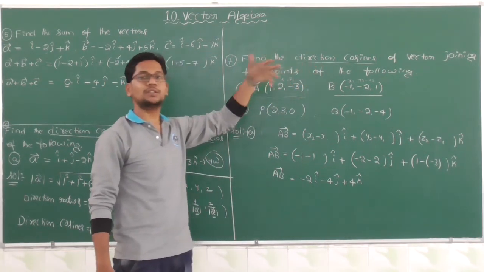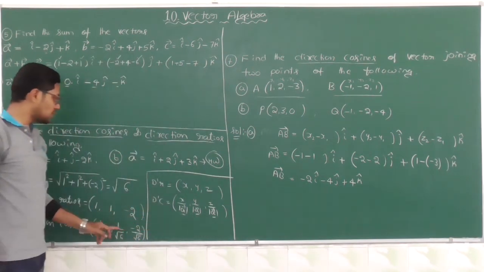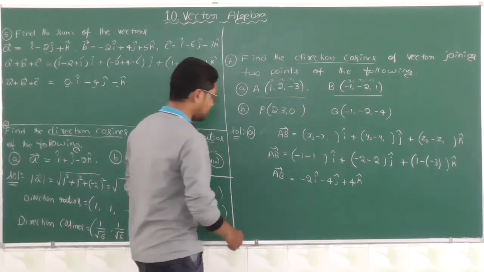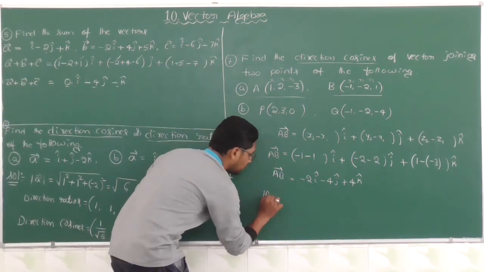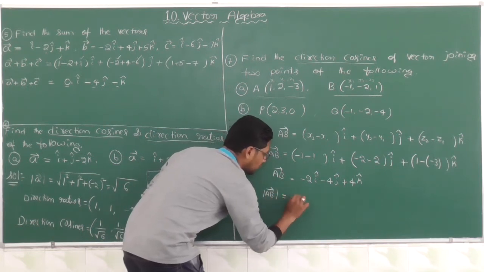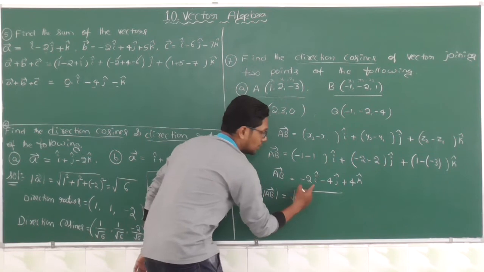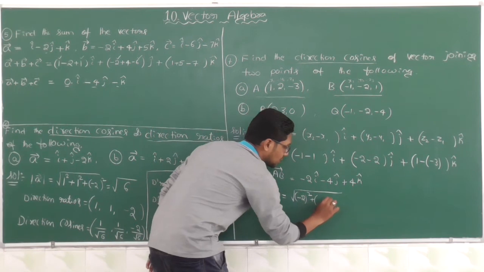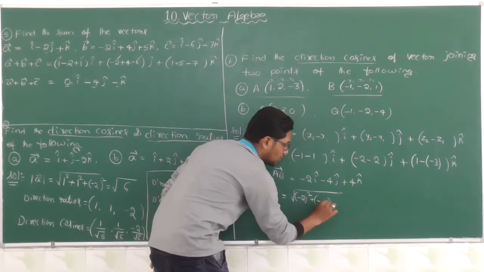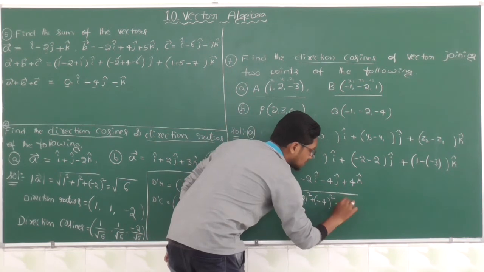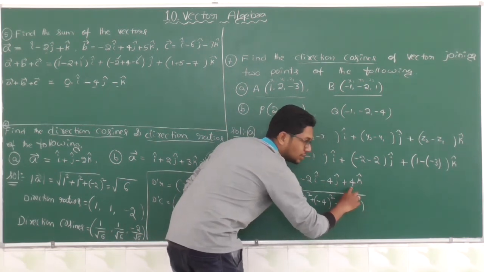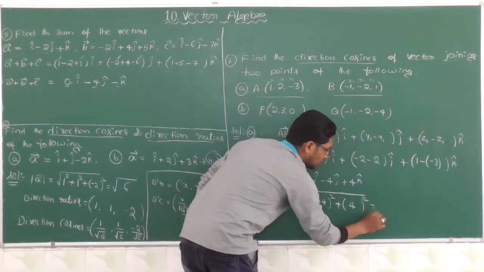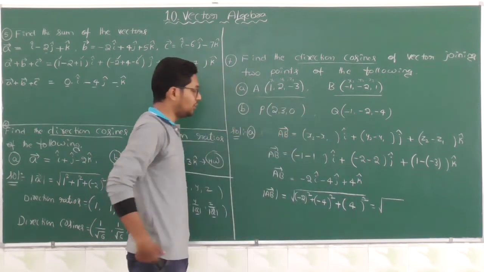For direction cosines, we need magnitude also. So find the magnitude of AB vector. Magnitude of AB vector equals: the i component is minus 2, that is minus 2 whole square, plus the next j component, minus 4, minus 4 whole square, plus the next k component, 4, that is 4 square. You just simplify it. How much will we get?